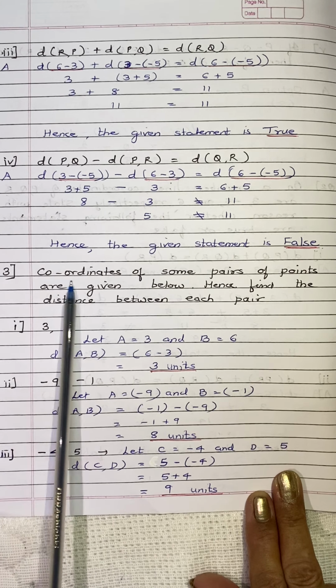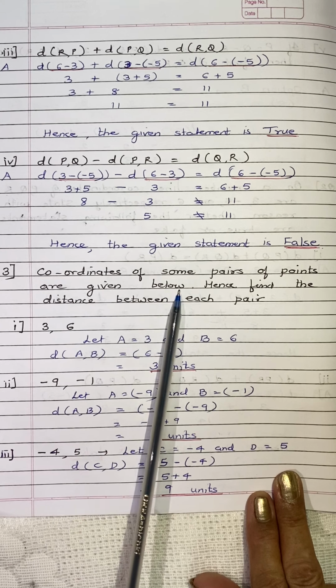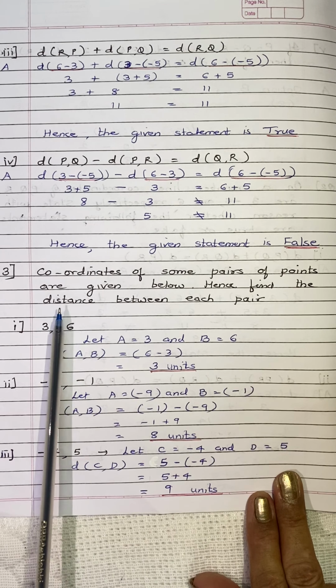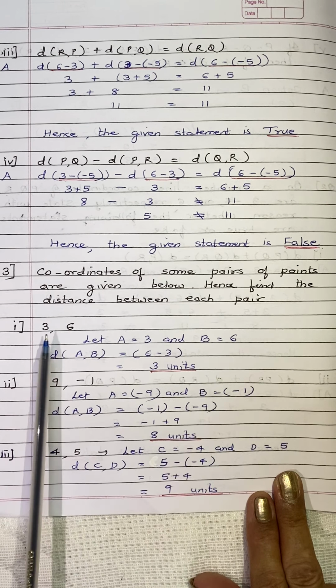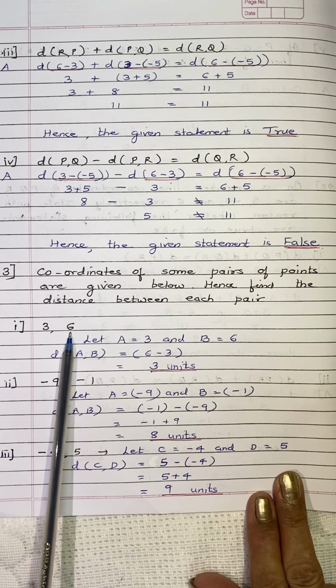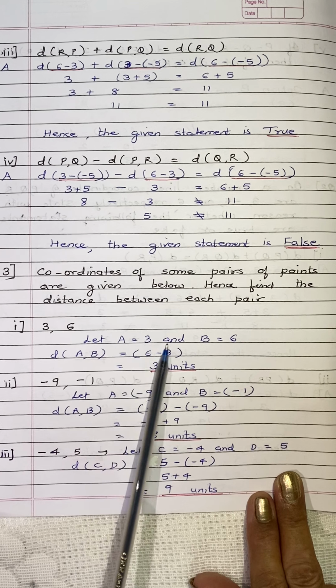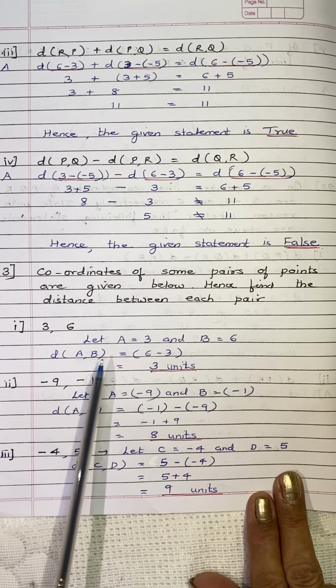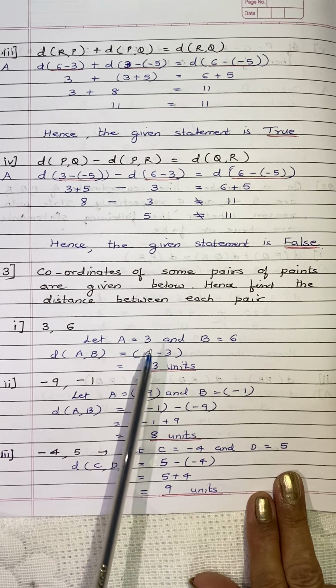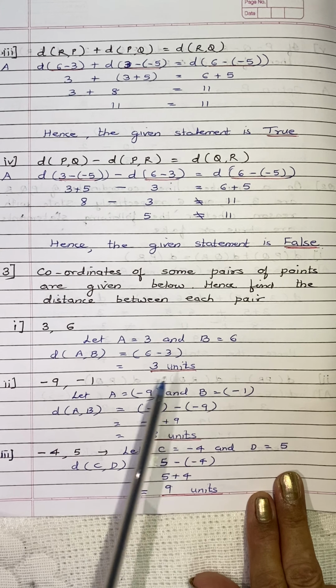Question number 3. Coordinates of some pairs of points are given below. Find the distance between each pair. Now they have given us a pair 3 and 6. We can use any alphabet for these pairs. Let A be 3 and B be 6. Distance between AB is bigger number minus smaller number. 6 minus 3, that is 3 units.